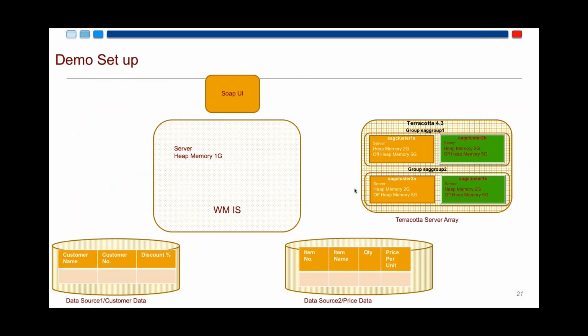To demonstrate the in-memory solution, we have set up our lab environment. Basically, we have two databases which contain customer data and price data to simulate data sources. We have an integration server acting as an ESB. We have set up a Terracotta server array, 2 active nodes and mirrors for each of them, on 2 Linux machines with 80 GB of memory each assigned to them. And we use SOAP UI to simulate the client or the consumer of the enterprise service.